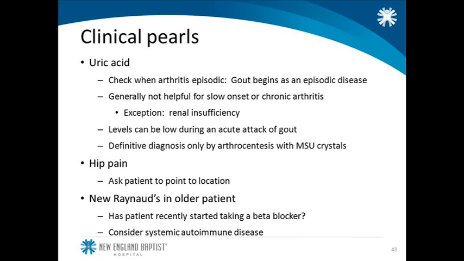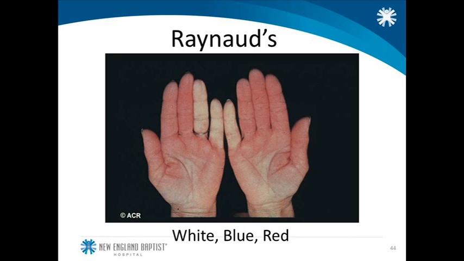Raynaud's phenomenon is most common in young women. If new Raynaud's develops in an older patient, it's important to consider a systemic autoimmune disease or a malignancy. Another thing to determine is whether the patient has recently started taking a beta blocker, as these medications can cause Raynaud's. So this is classic Raynaud's with blanching of these 3 digits. The characteristic color changes in Raynaud's are initially white, then blue as cyanosis occurs, and then red as reperfusion occurs. Raynaud's typically occurs on cold exposure and is due to vasospasm in the arteries and small arterioles that go to the digits. It can also occur in the toes.